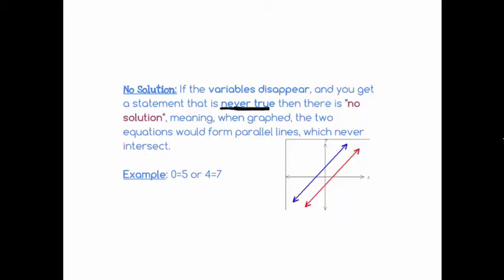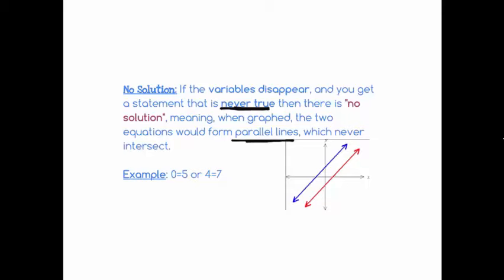This means when you graph it, the two equations would form parallel lines. Parallel lines are lines that never, ever intersect. Think about the lines on a road, the two yellow lines, they are on either side of the car for a reason. If they intersected, then there would be nowhere for your car to go. You have to have that running space in between.